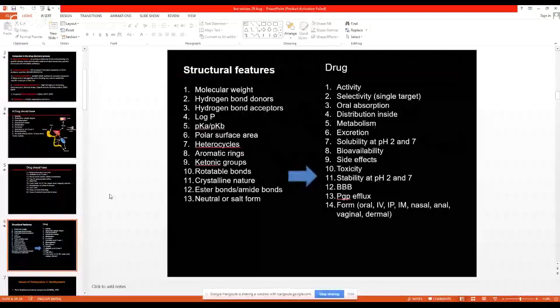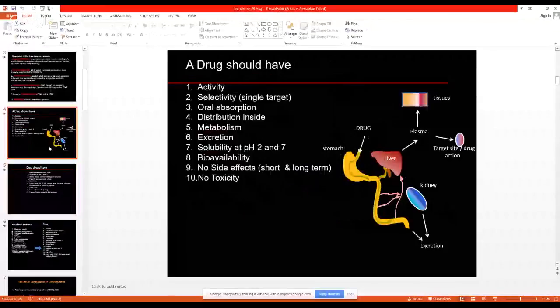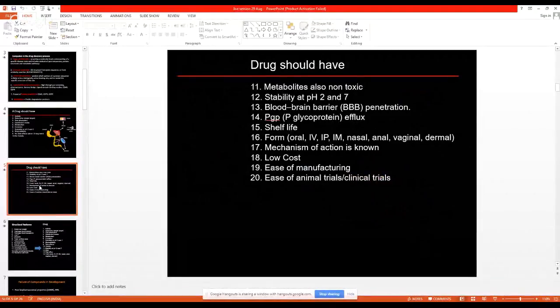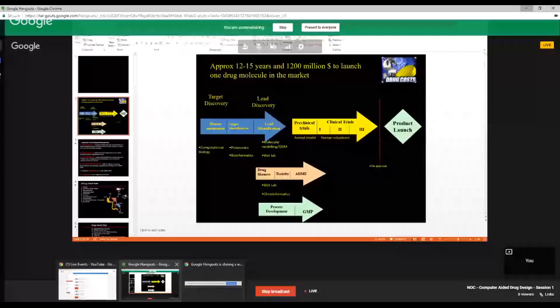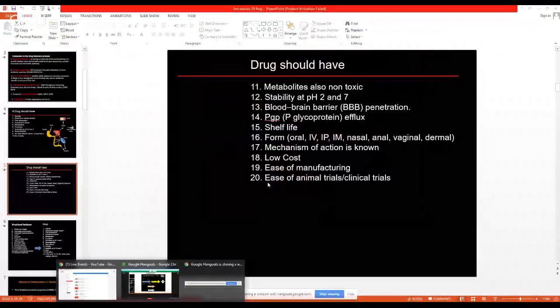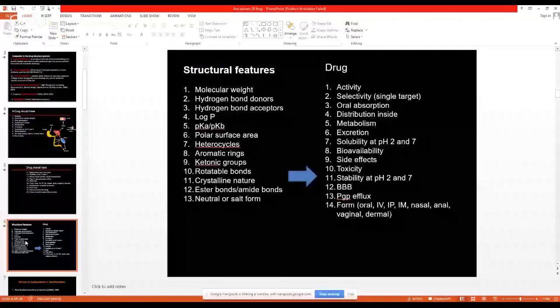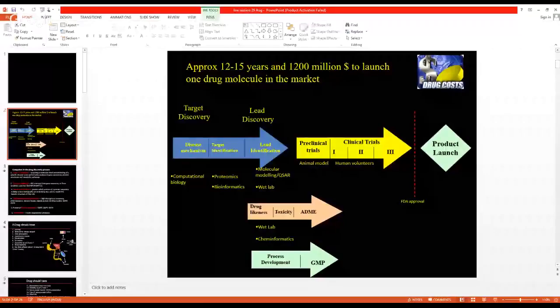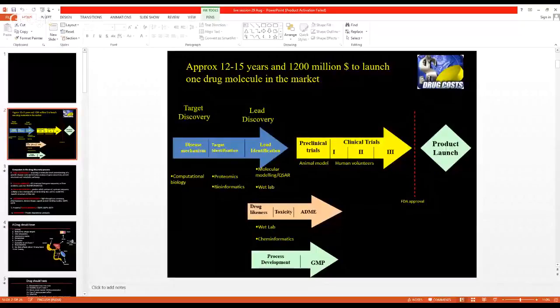Okay, so a lot of things, as you can see, we need to have. So many nice looking compounds which are very active in your lab do not work well as a drug when it goes to clinical trials because of these problems. That is why nowadays importance is given to the drug likeness property or lead optimization.